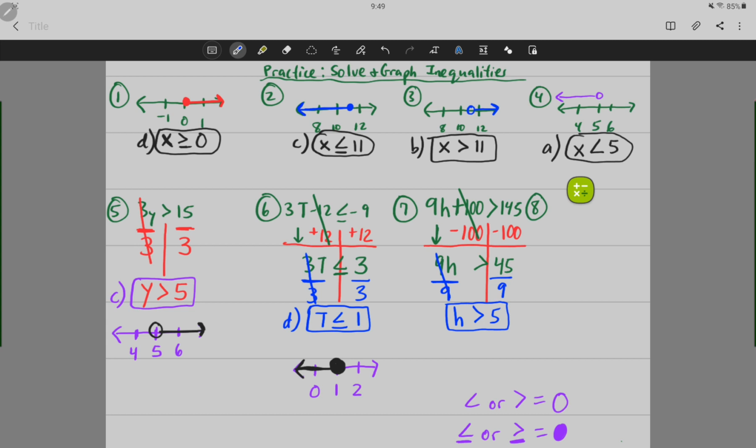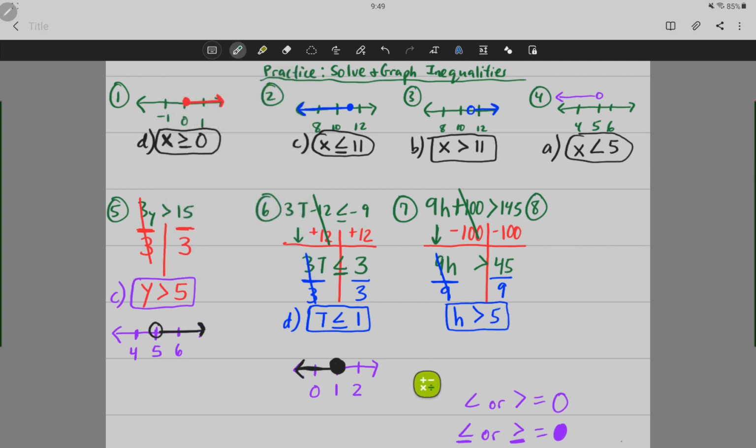So Peter could have worked, to answer the question, more than 5 hours. Okay, so 6 hours, 5.5, 8 hours. Anything greater than 5 hours would allow him to earn more than $145. All right, we don't have to graph that. So we'll go to number 8, our final question here.